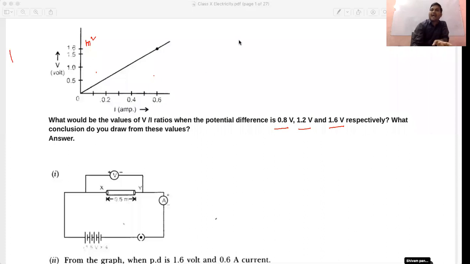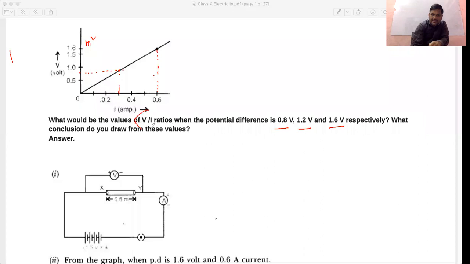Because R is equal to V by I. So how can you calculate? You can see 0.8 volt, somewhere here. Okay, it will be somewhere here. So they are asking what will be the value of the V and I ratio when the potential difference is 0.8, 1.2, 1.6 respectively. What conclusion do you draw from these values?